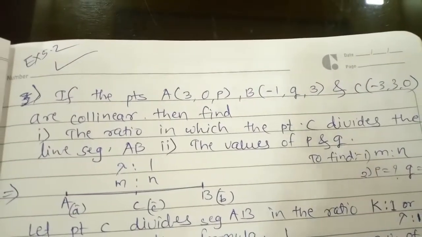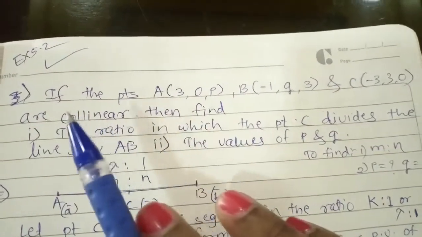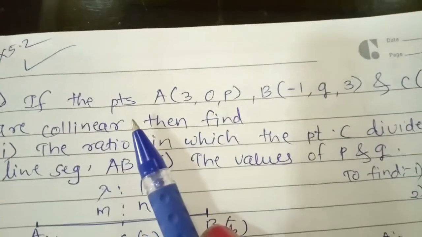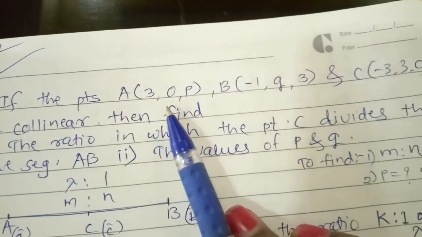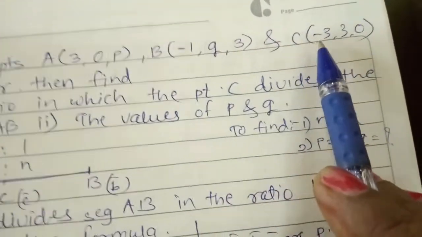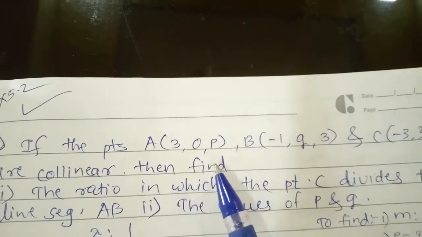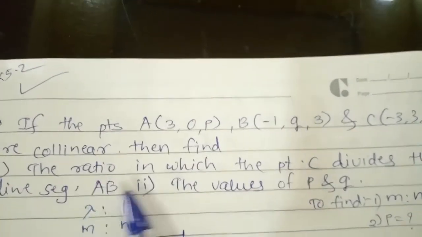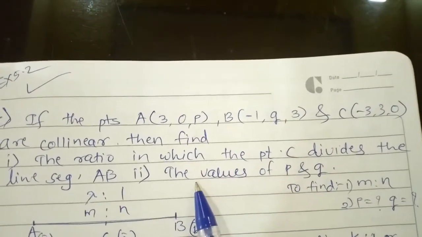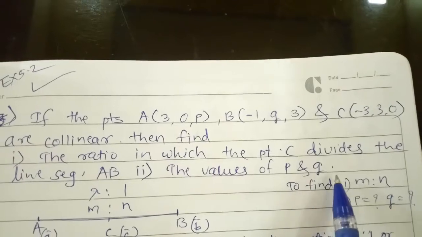Hello students, I am going to continue with the chapter Vectors of 12th standard, exercise 5.2, example number 3. The example is: if the points A(3, 0, P), B(-1, Q, 3) and C(-3, 3, 0) are collinear, then find, first, the ratio in which point C divides the line segment AB, and second, the values of P and Q.